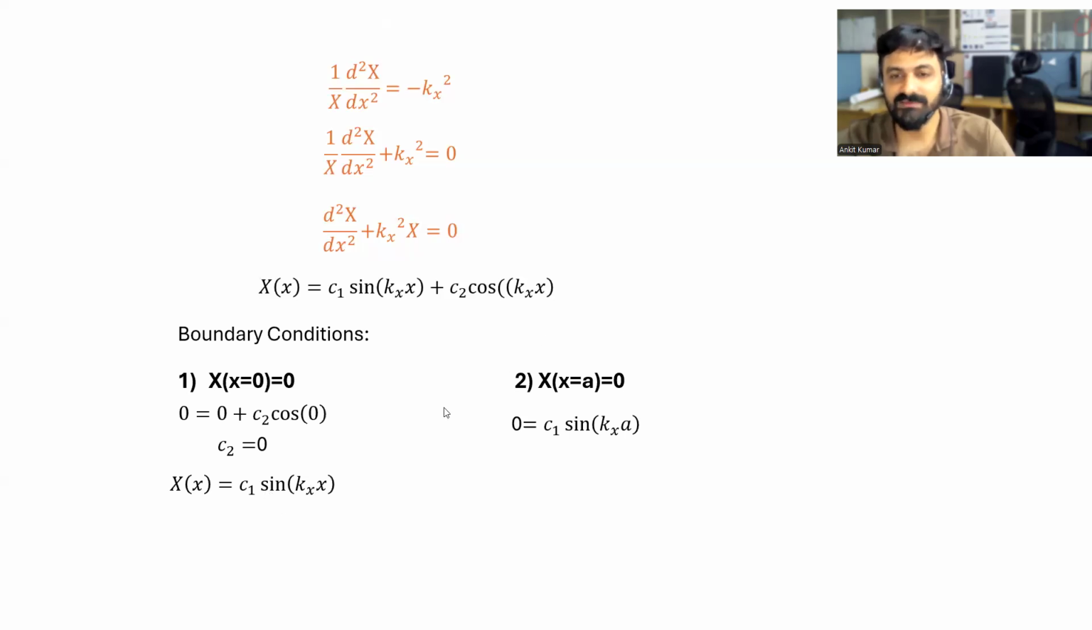Now, we'll substitute the second boundary condition, that at x equals a the function equals 0. From here, we can calculate the constant: kx into a equals nx into pi. So kx equals nx pi by a. It's very simple. Along the x direction, we finally obtain the eigenfunction C1 sine of nx pi x upon a. This eigenfunction is sinusoidal, and it depends upon the quantum state along the x direction, which is called nx. Is that clear?